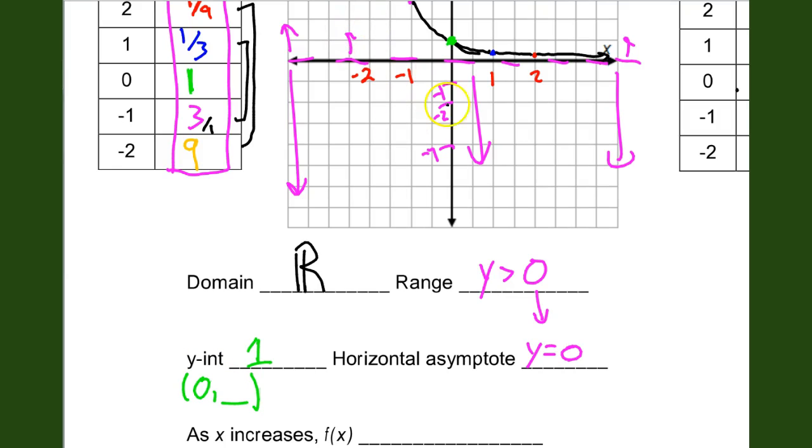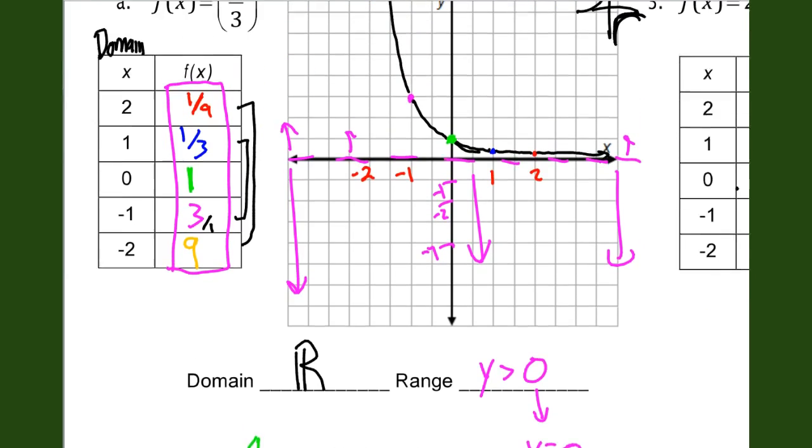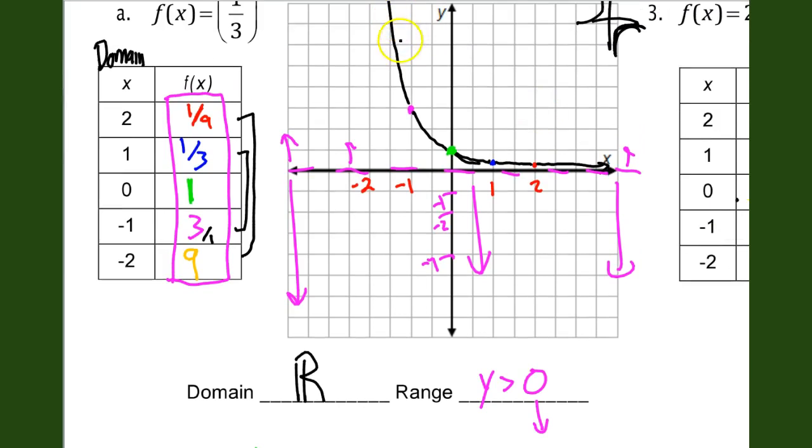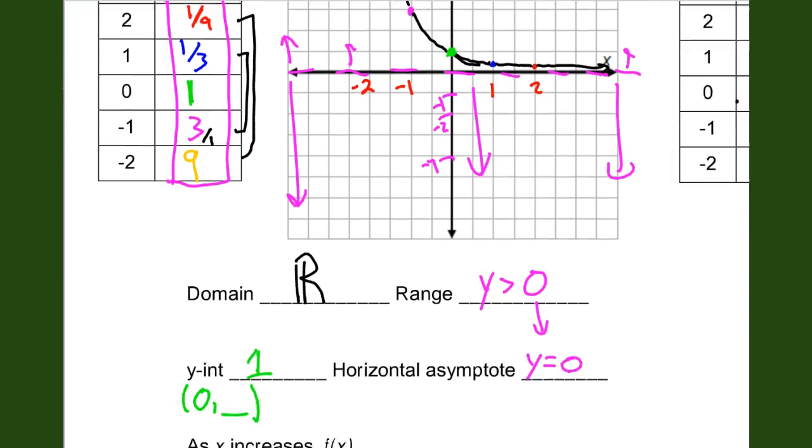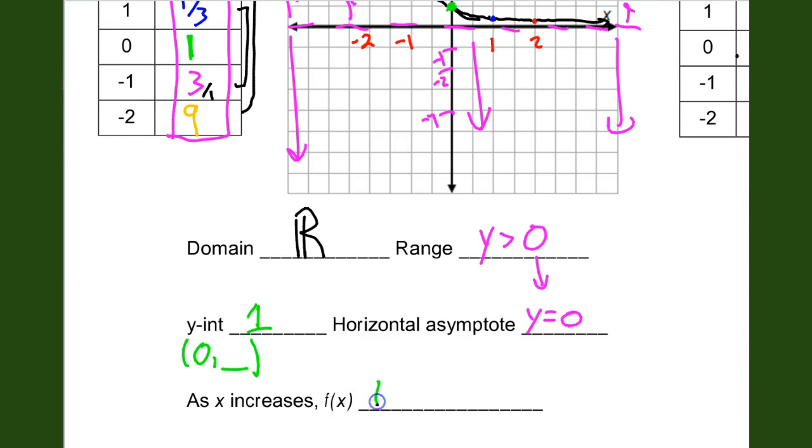You can see as x increases from left to right, meaning as you go to the right, x gets bigger, the y value is going down. It's getting smaller. So it's decreasing on this particular one. Decreasing.